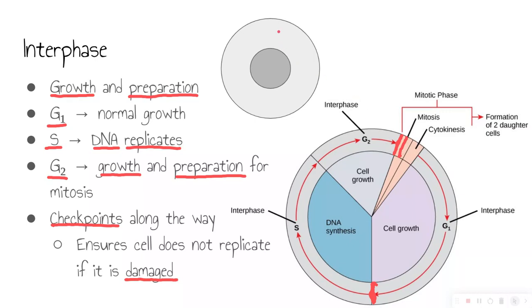And then here we have a cell that is in interphase, and we can see the nucleus right here. It's all a solid color. Our chromatin has not condensed into chromosomes yet that we can see with our microscope. So it's all just one solid color.